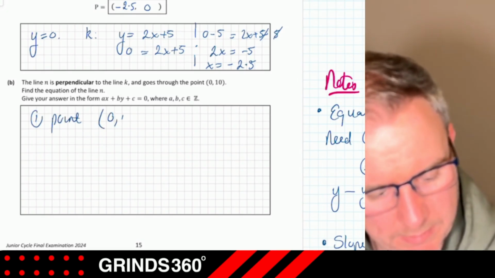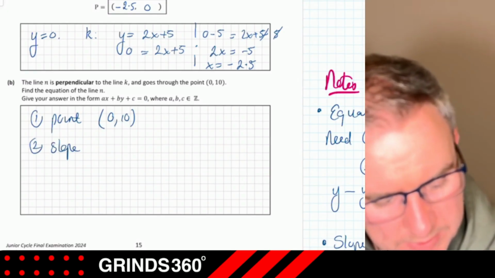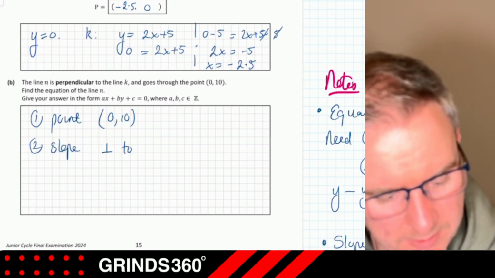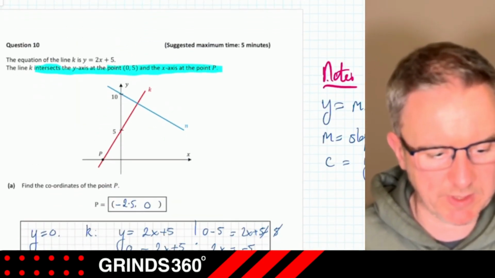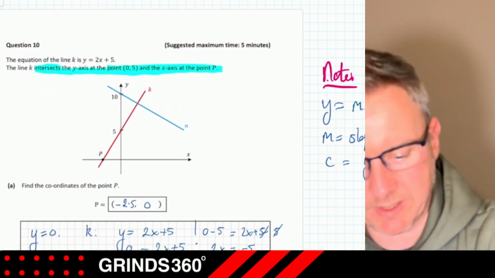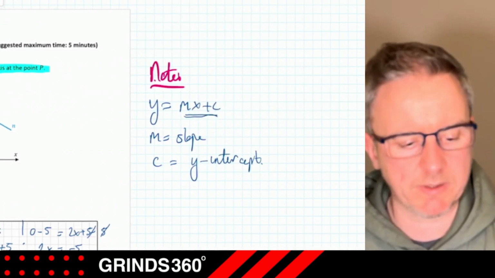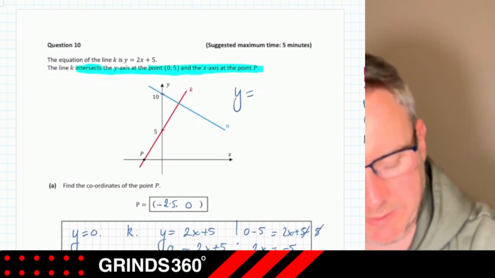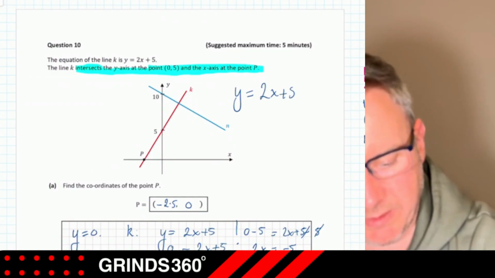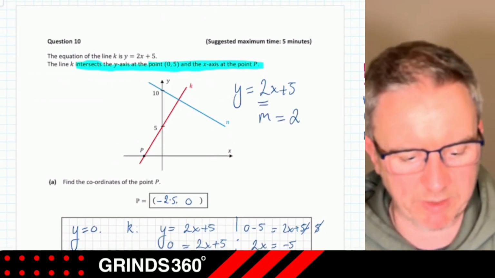And it's (0, 10). The next thing is our slope. Now it's perpendicular to K. So when we started this question, the first thing we did was say we're in the form y equals mx plus c, and m is the slope. So for that line K, y was equal to 2x plus 5. So the slope of K is just equal to 2. We could read it off straight away. We didn't have to do anything, okay? We were able to read it off straight away.